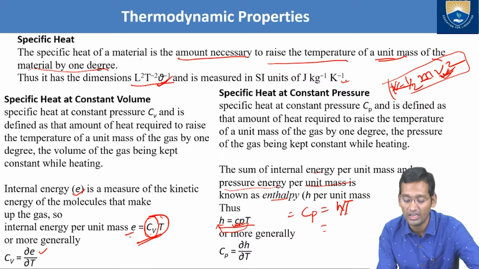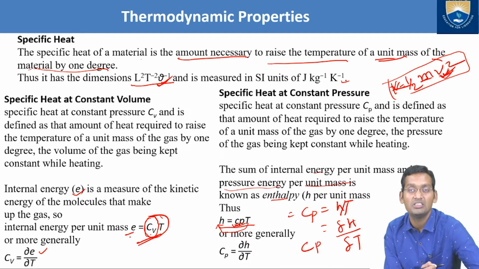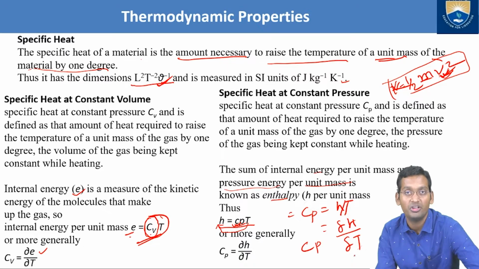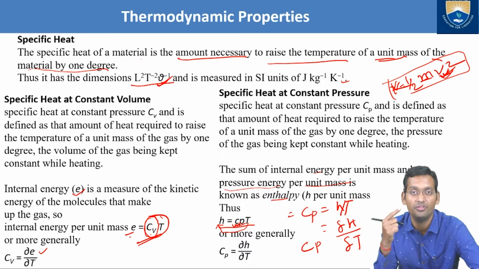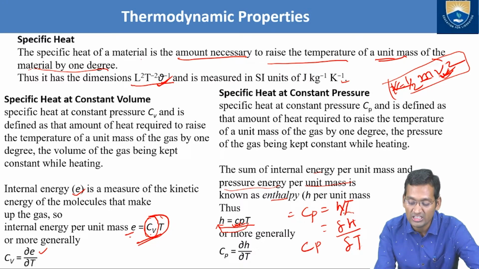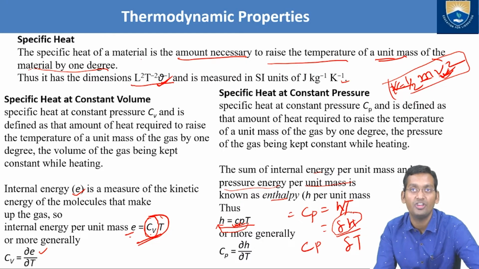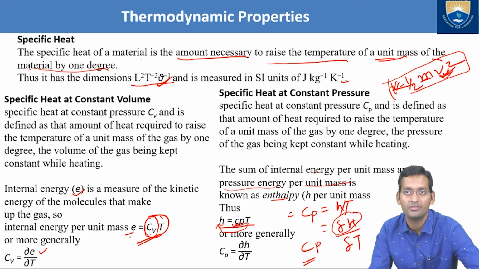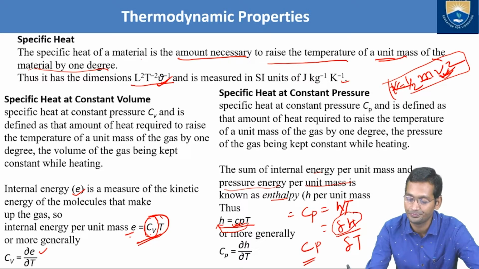More generally, if you want to write delta H by delta T, that is the change in enthalpy by the change in temperature. So Cp is the change in enthalpy per unit change in temperature. In the starting itself we saw the definition: by increasing 1 degree Celsius, how much will the enthalpy change for a 1 unit temperature change? That is called Cp.